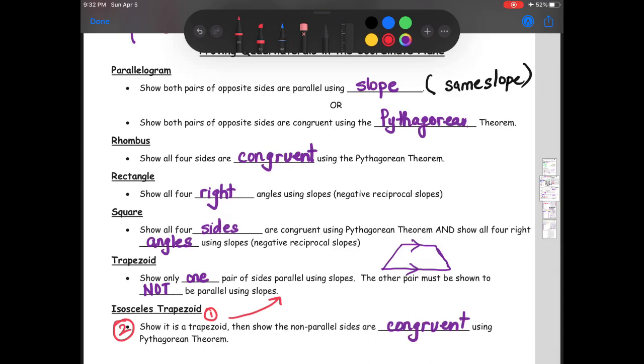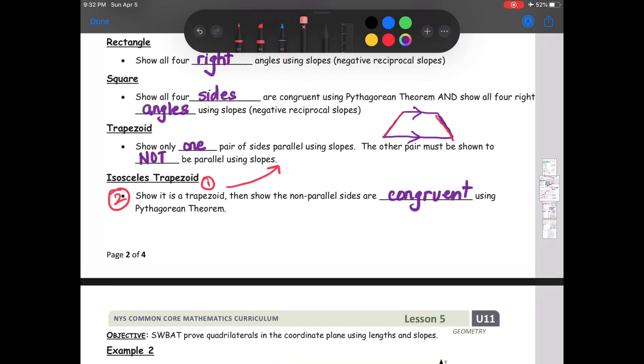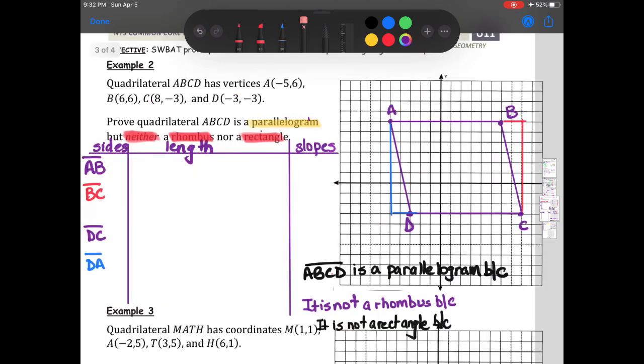Show it's a trapezoid, then show the non-parallel sides, which would be these sides, are congruent using the Pythagorean theorem. So for the isosceles trapezoid, you have to do a little bit more work than the regular trapezoid. So I really, really recommend you make those notes.